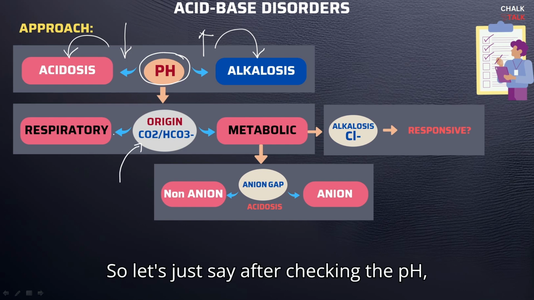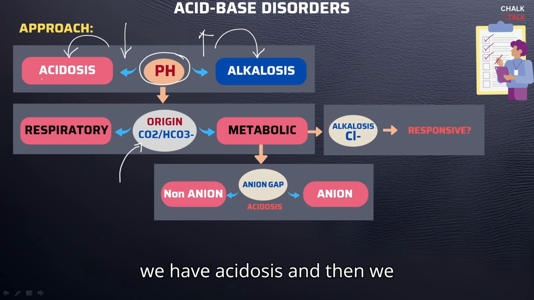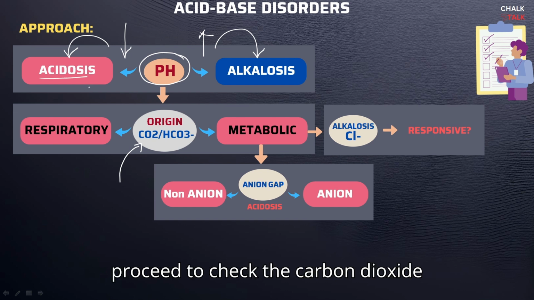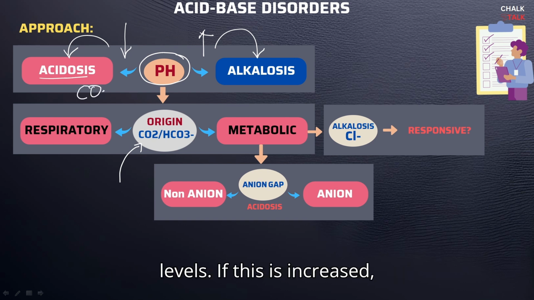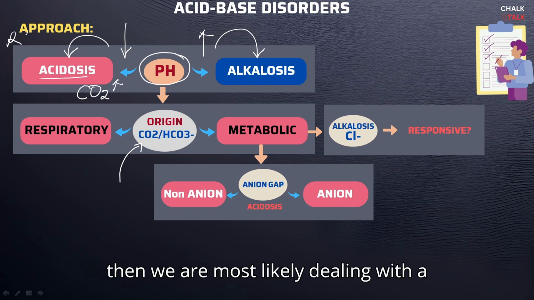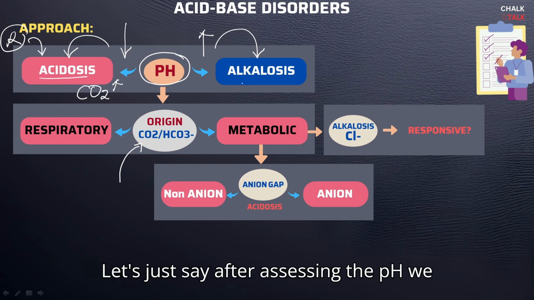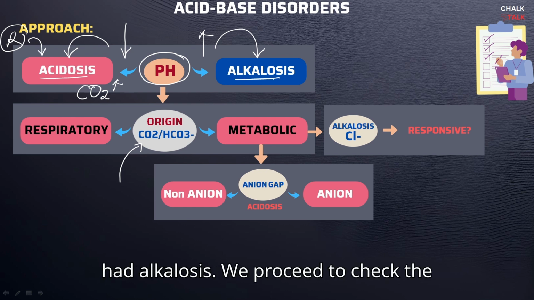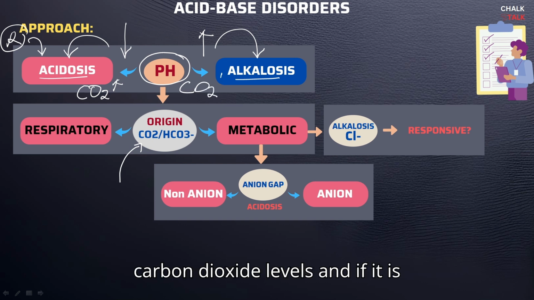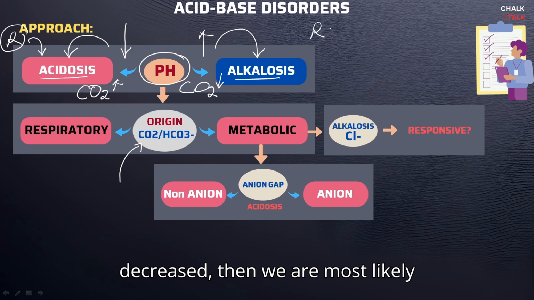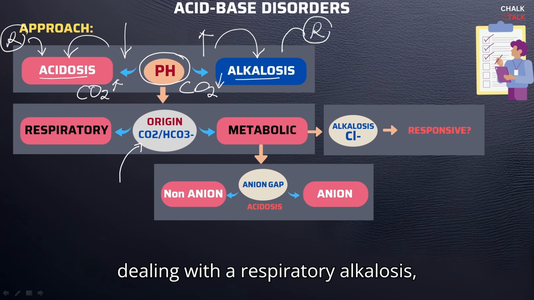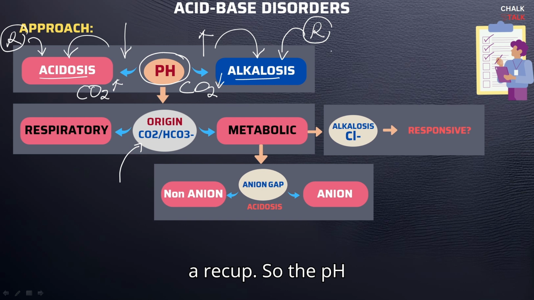So let's just say after checking the pH, we have acidosis, and then we proceed to check the carbon dioxide levels. If this is increased, then we are most likely dealing with a respiratory acidosis. Let's just say after assessing the pH, we had alkalosis. We proceed to check the carbon dioxide levels, and if it is decreased, then we are most likely dealing with a respiratory alkalosis.